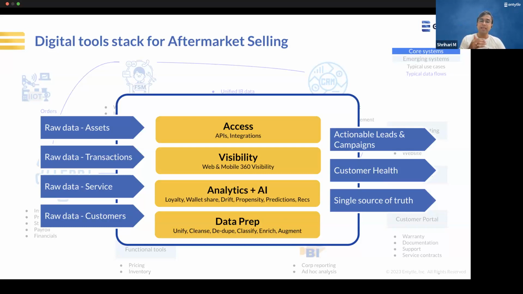The analytics and AI capabilities that we have are purpose built for industrial OEMs and aftermarket, with a lot of install base related use cases like wallet share, customer loyalty, and the propensity that a customer would buy something from you. And what you see at the bottom is the data prep layer, where we do all the data cleaning, unification, deduplication, data enrichment, augmentation, and so on.